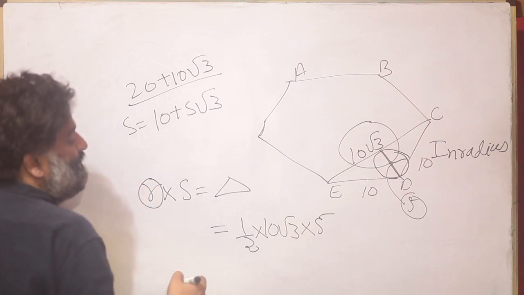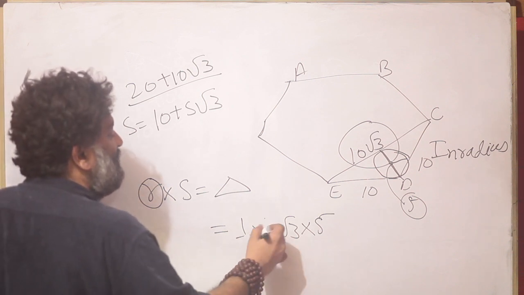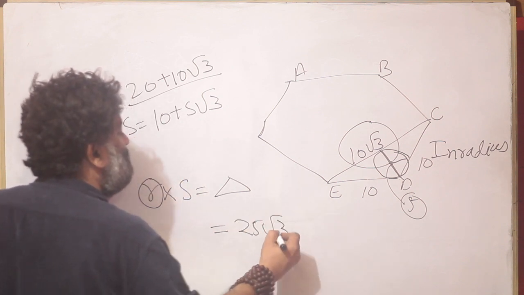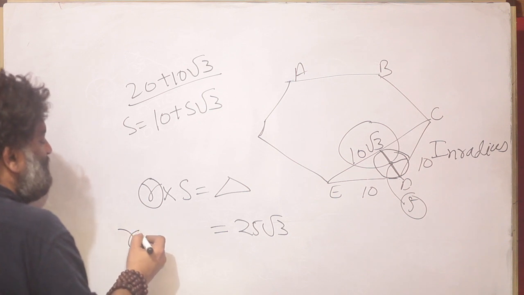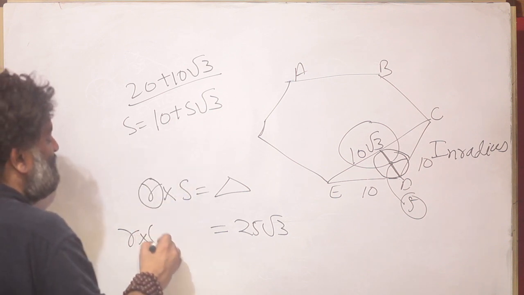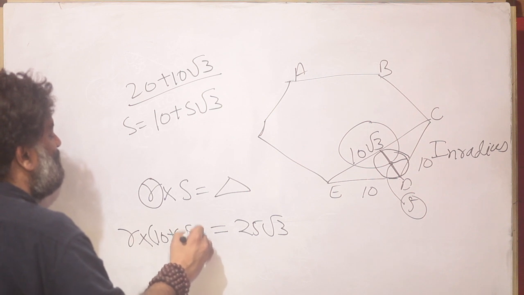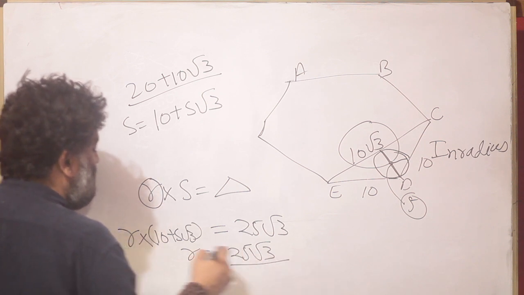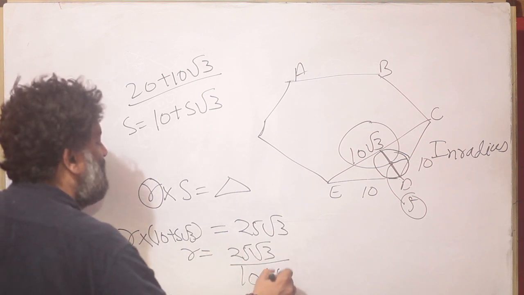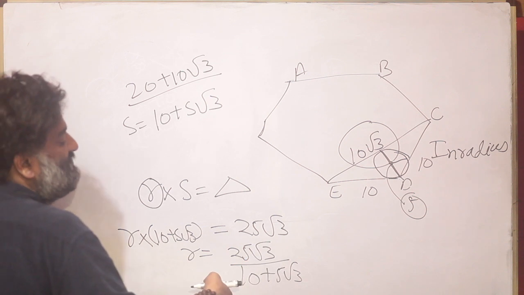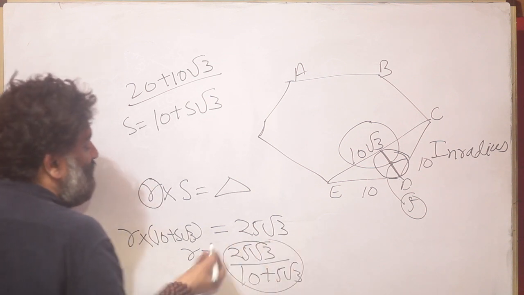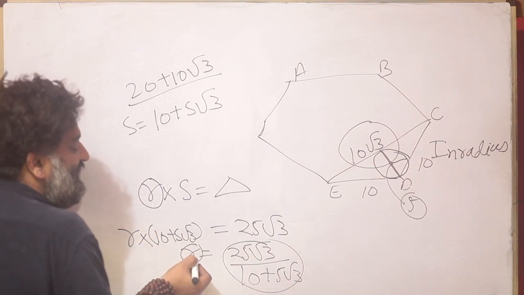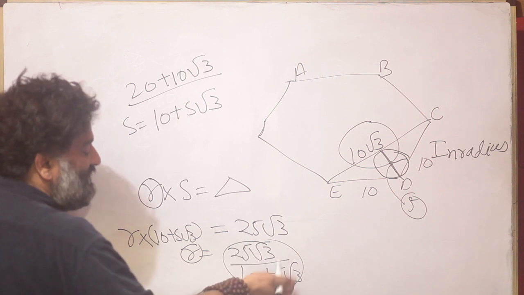So this is my area. This becomes 5 root 3. Overall this gives me 25 root 3. And that's it. I'm almost done. I have the radius into the semi-perimeter. That is going to be 10 plus 5 root 3. That means the radius is going to be 25 root 3 divided by 10 plus 5 root 3. Again, you can take something common out, solve this out. But now, I'm not even bothered about the final answer because now I have the radius. The radius is equal to some number, whatever that number is, right?